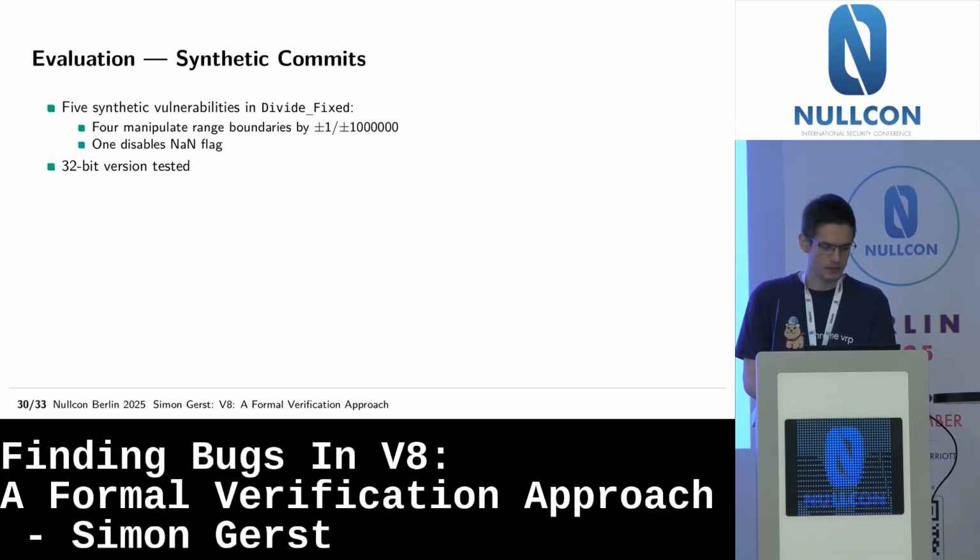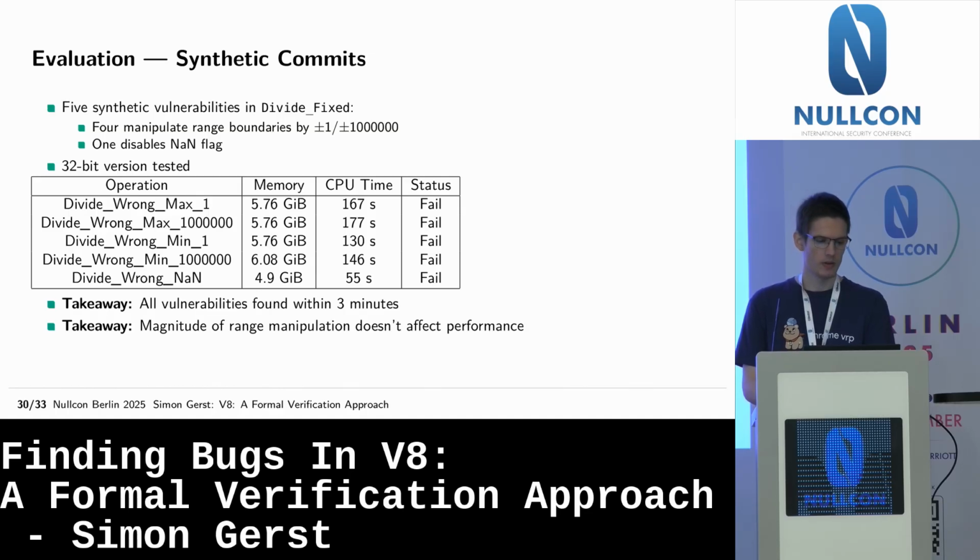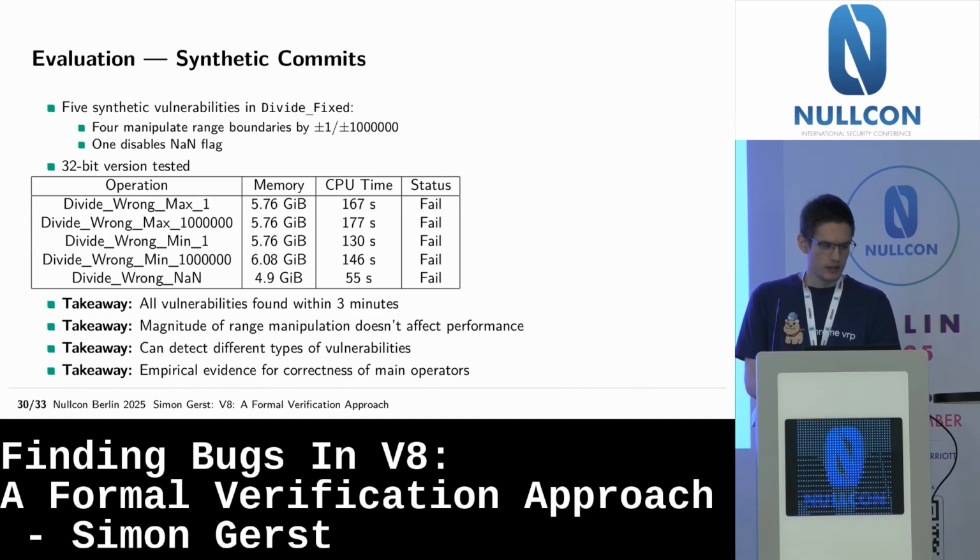And then we have some synthetic commits. So we introduced bugs into the division operator, which did various broken things, and looked at the 32-bit version of it. And yeah, again, my tool can find all those obviously broken test cases. And I can detect different types of vulnerabilities.